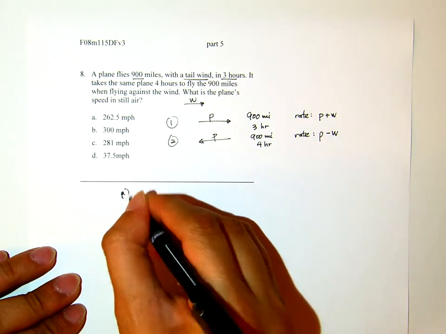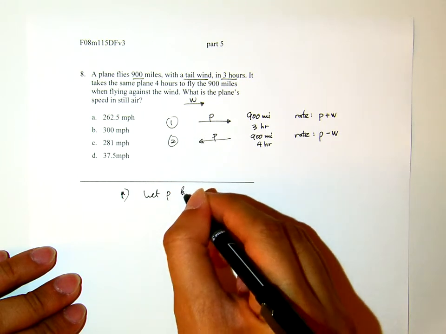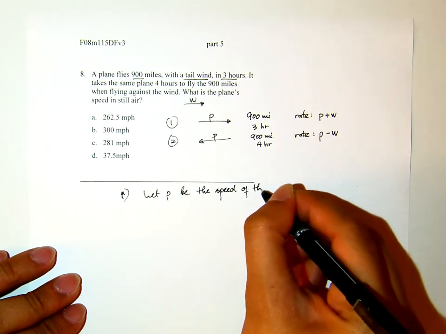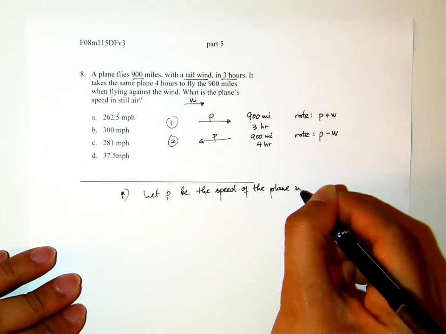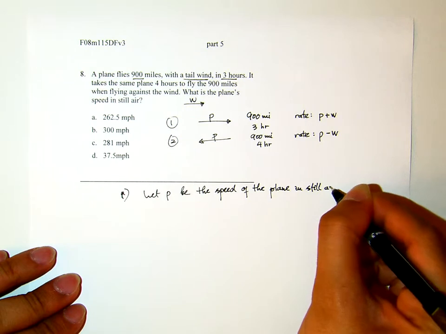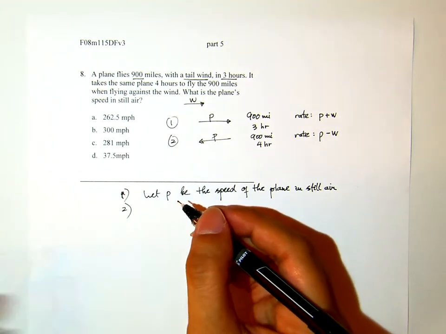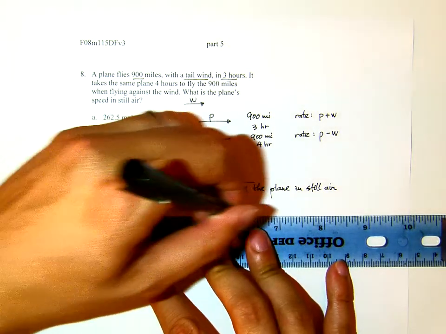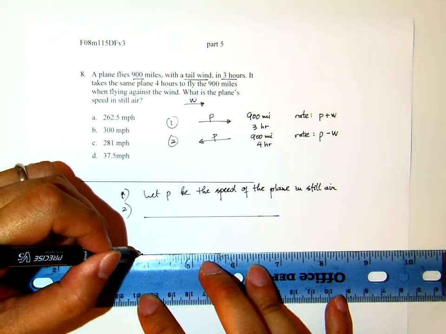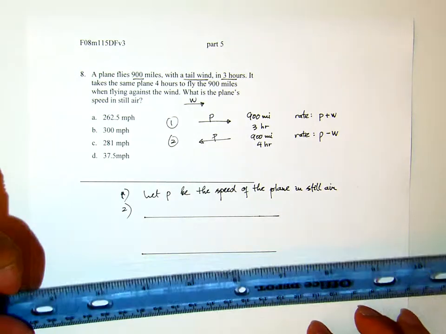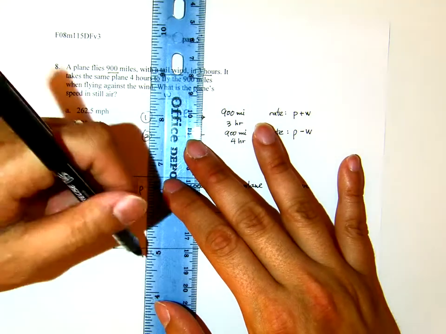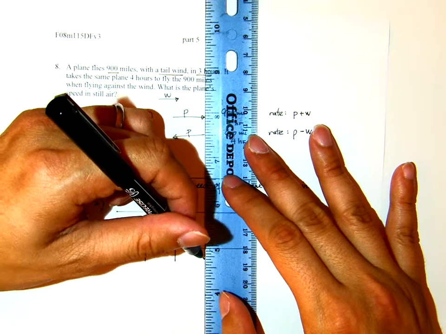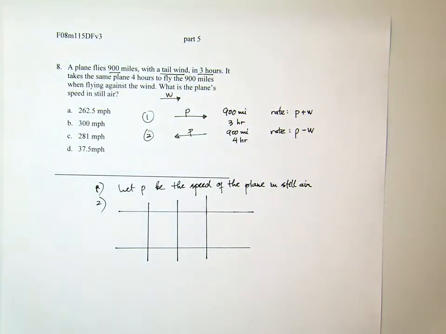Part 1, let me call it part 1. Let P be the speed of the plane in still air. Number 2, I will set up a little table. Again, this may not be necessary if you are more experienced or more mature. I'm not saying that you need to go far in math to be mature, but if you understand these questions, you may not need to do this table, especially in the test. Constructing this table may cost you too much time.